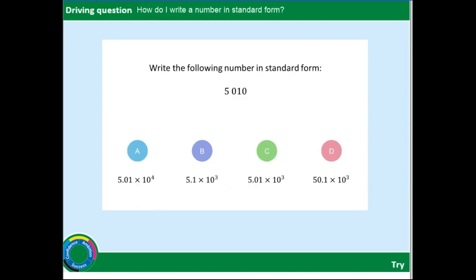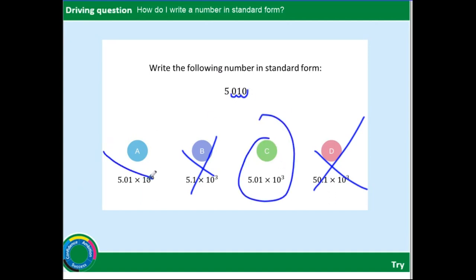Write the following number in standard form. Okay, so looking through the answers, straight away I'm eliminating this one because it's definitely not in standard form, because this number here is 50, which is greater than 10. It's going to be 5.01, 1, 2, 3, multiplied by 10 to the power of 3.